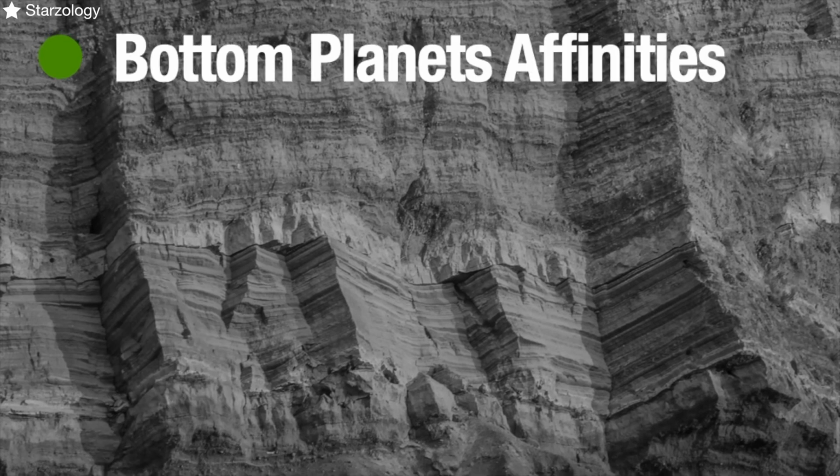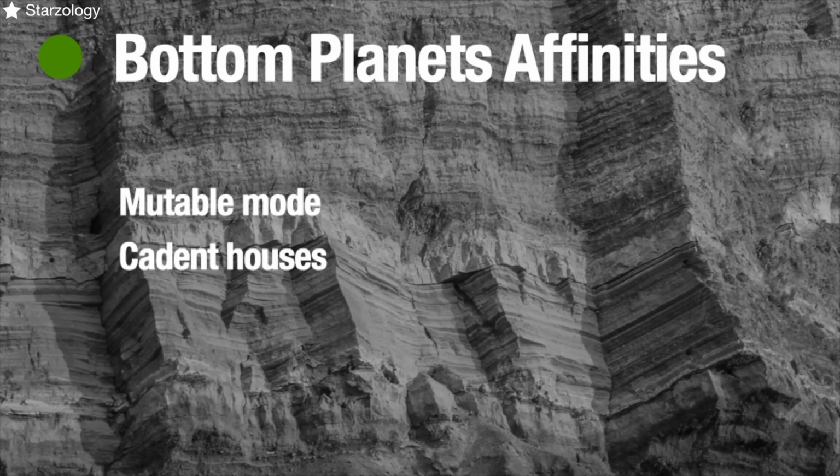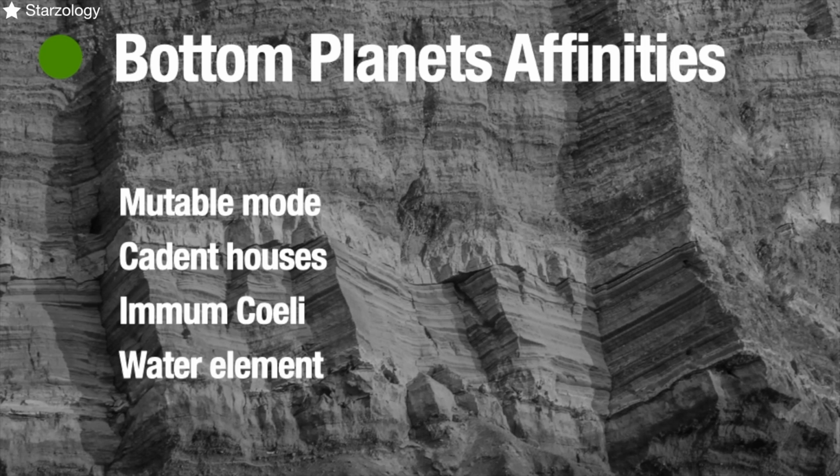So some bottom planet affinities are, astrologically, to do with the mutable mode, the cadent houses, the imum coeli, the water element, and the northern hemisphere. So these are generally the affinities. If you understand what mutable, cadent, IC, water, and the north are all about in astrology, this is the feel of the bottom planets.